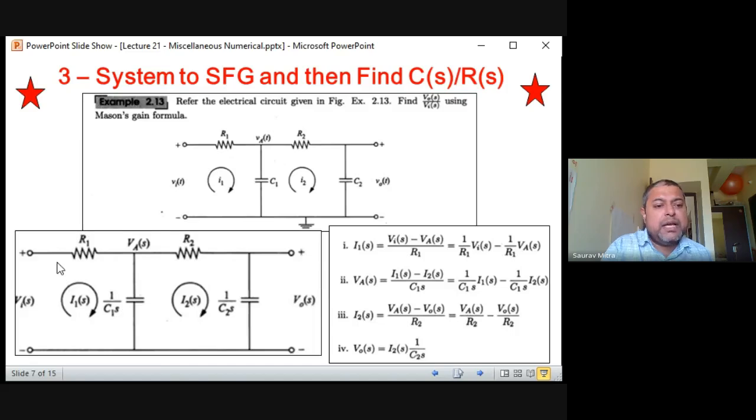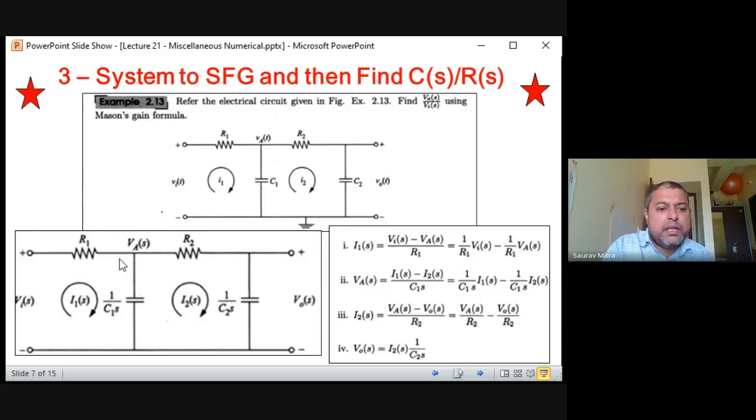So what is I1? I1 is the current flowing through R1, going from left to right. So what will be the definition of I1? VIS minus VAS by R1. So you find here I1S is VIS minus VAS by R1. Now separate it out, that is VIS by R1 minus VAS by R1. This you have to remember, and this will lead to a signal flow graph.